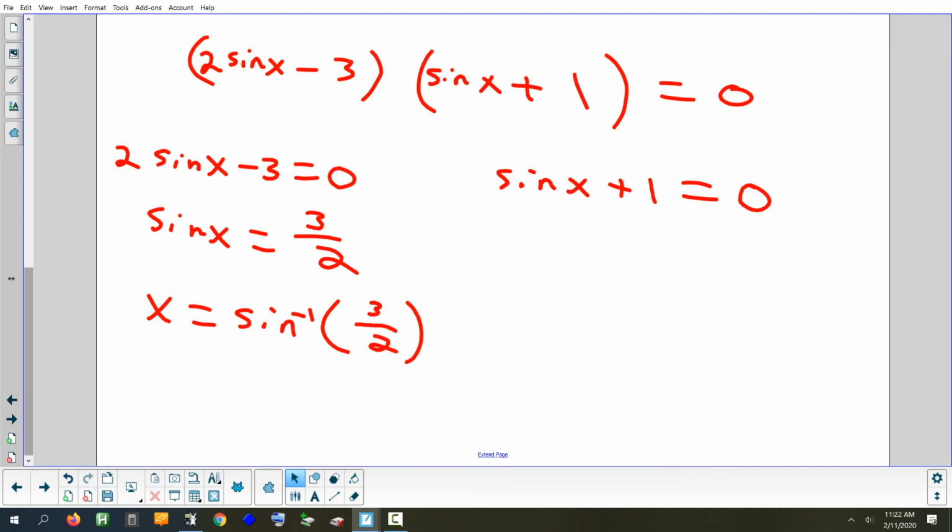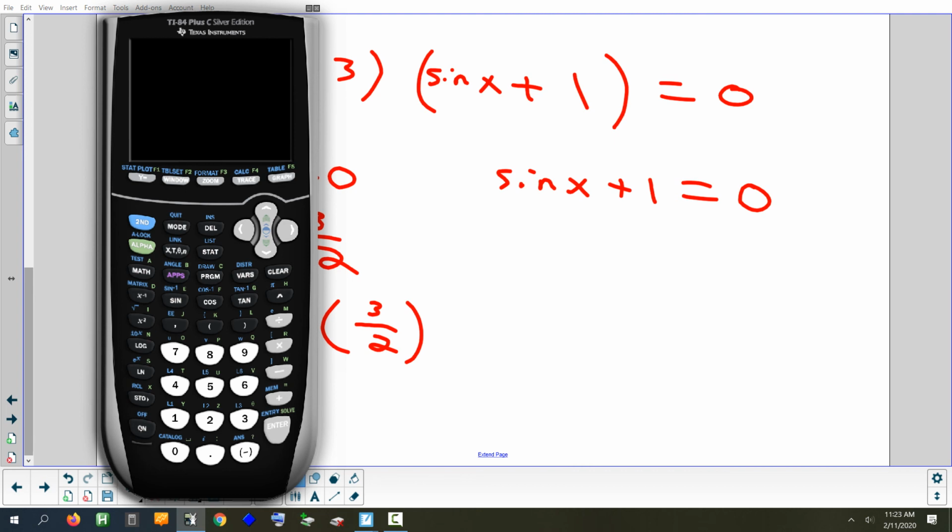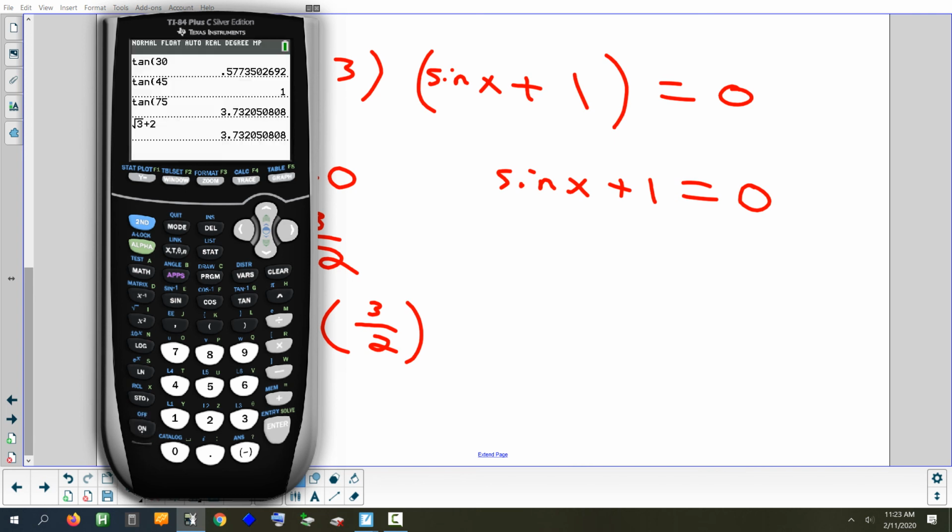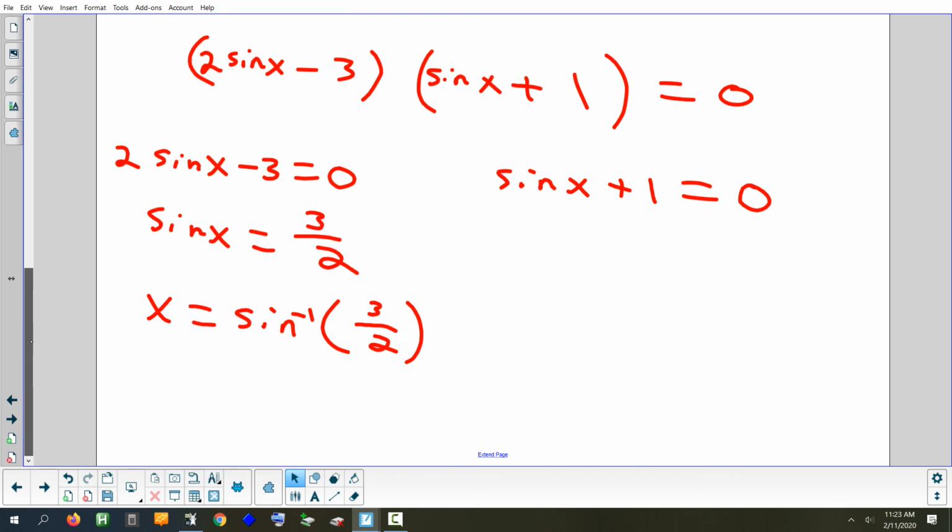Now, what's 3 over 2 as a decimal? 1.5. And if you graph the sine function, how high does it go? 1. That's higher than the sine function goes. So what do you think is going to happen? That's going to be a no solution from this part. If you didn't remember, just type it in and watch what happens. Second, inverse sine, 3 over 2. Remember, 3 over 2 is 1.5. The sine function doesn't go that high. You get an error. So from this part, there's no solution.